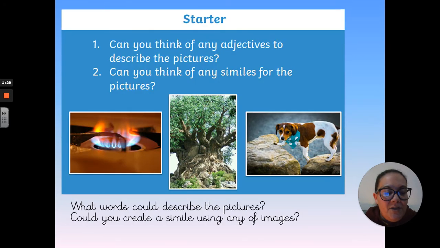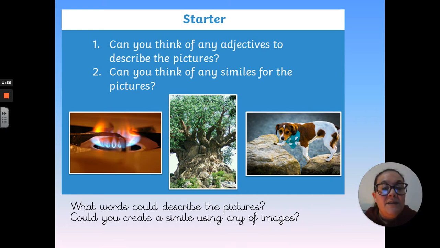So, what I'd like you to do for this very first start is you can either do this on your own and just have a think about what I've put on the screen, or you can have this as a discussion with somebody else in your household. So, if you were going to describe any of these three pictures here, what would you use? So you might use hot for the fire, you might use gnarled, there's a good word for that tree and how it looks. You might have cute for the dog. So that's adjectives.